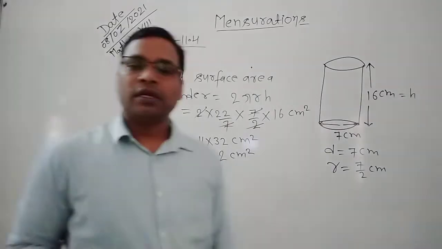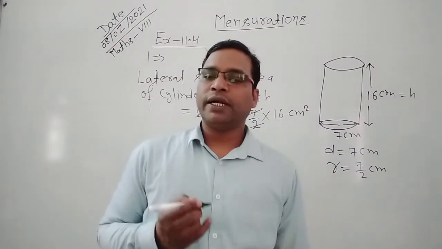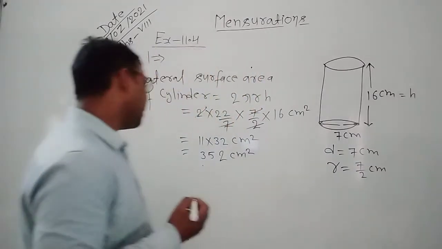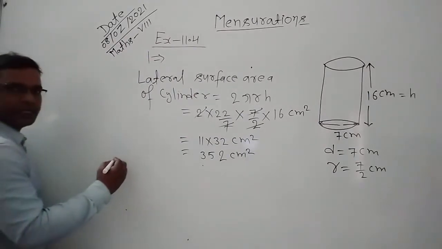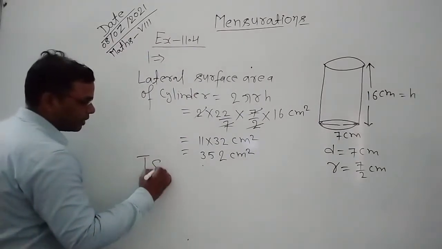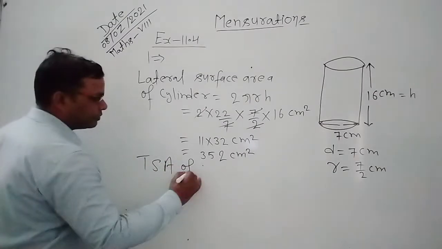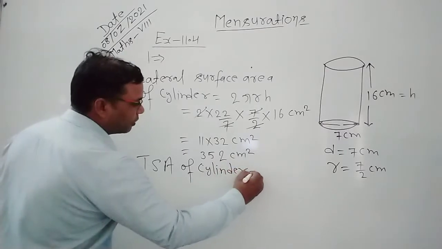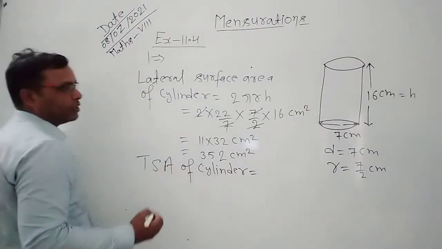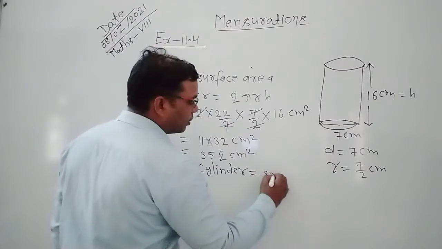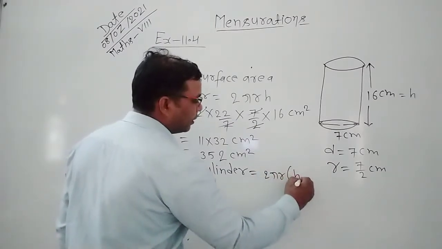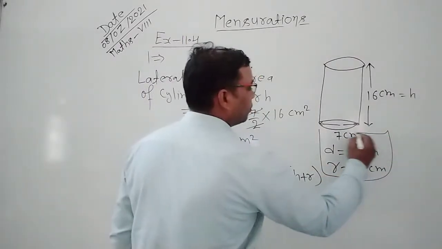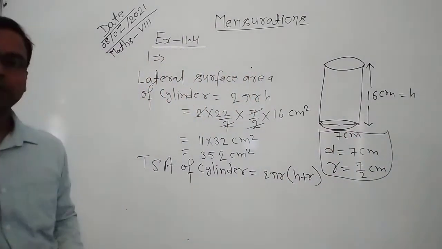Now we are going to find the total surface area of the cylinder. So the total surface area, we can write it as TSA of the cylinder. This is equal to what? Total surface area of the cylinder is equal to 2 pi R into H plus R. This is the formula to find the total surface area of a cylinder.